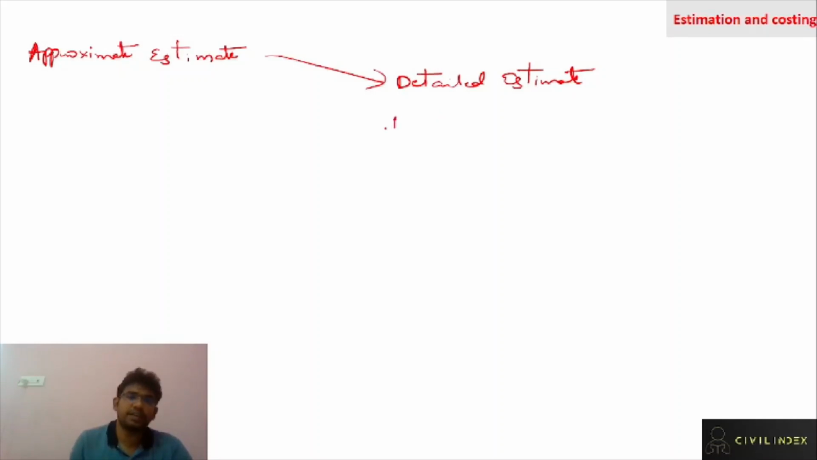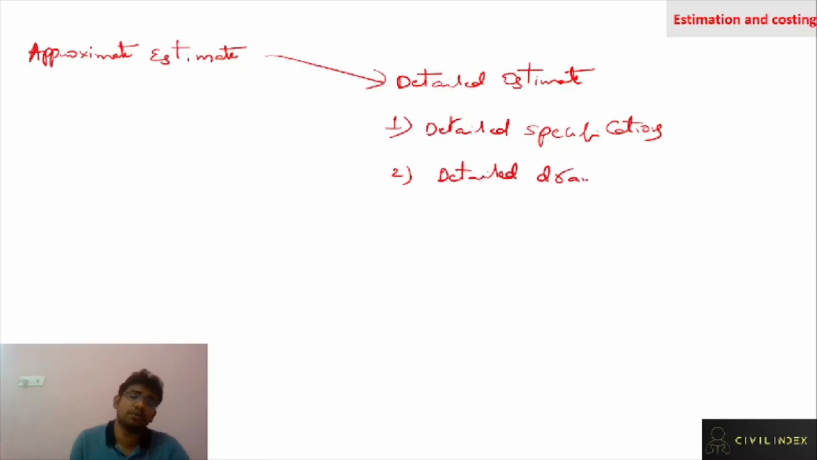One thing you require is the detailed specifications, and another thing we require is the detailed drawings. These two things are essential when you want to do the detailed estimate, right?